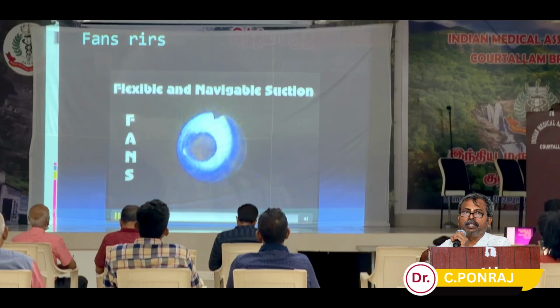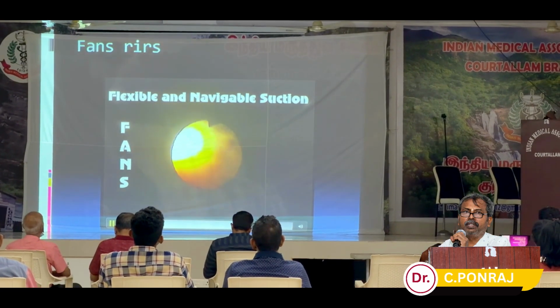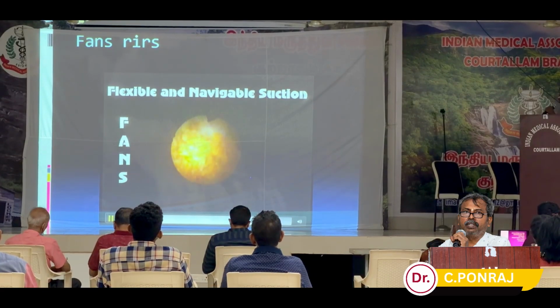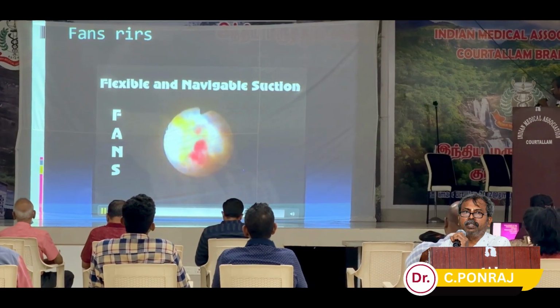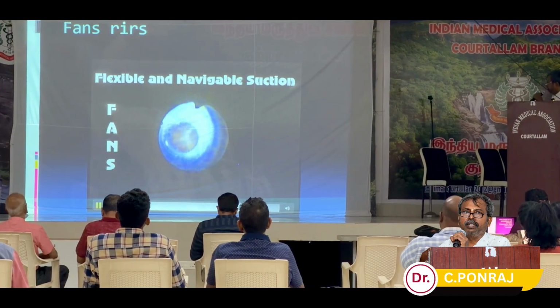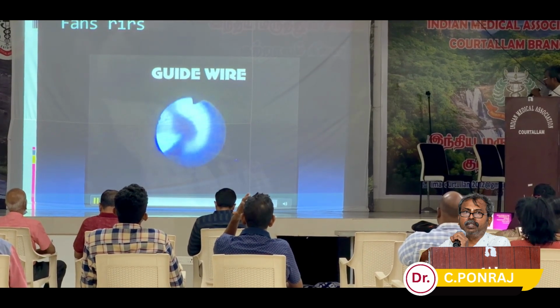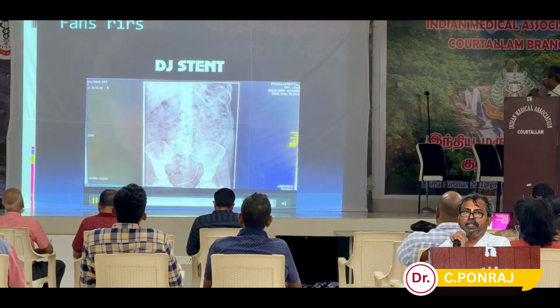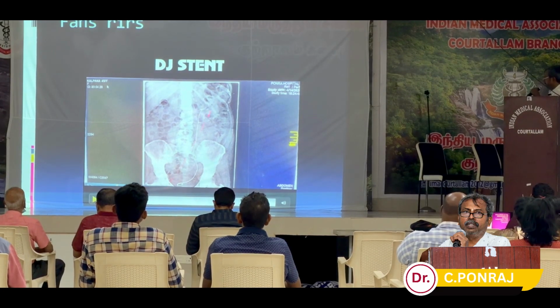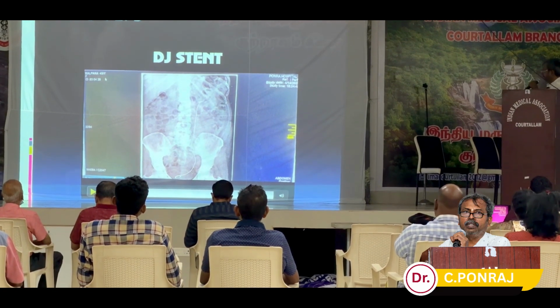The access sheath is a long tube which goes from the skin to the kidney through the bladder. Then we connect it to the suction. See, the fragments are coming out, so we can clear all the fragments. This is the DJ stent after complete stone clearance.